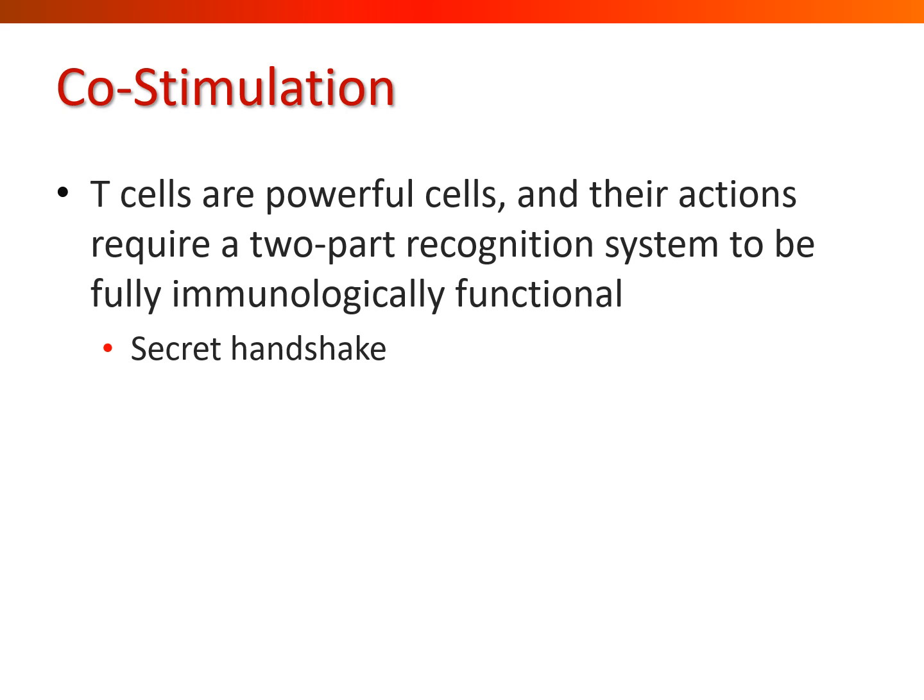And there is one more we need to talk about as far as this activation, and this is this concept known as co-stimulation. So as I say here on the slide, the T cells are very powerful, they're deadly, and as a result of their capacity to do damage, there is a two-part recognition system that they have to undergo in order to be fully functional, in order for them to be able to act as an immune cell. And I like to think of it as a secret handshake.